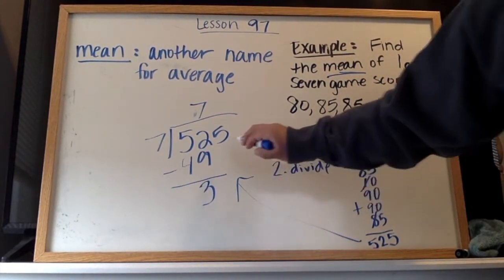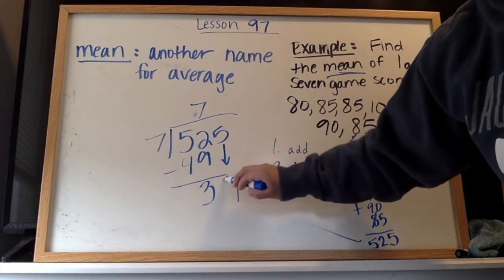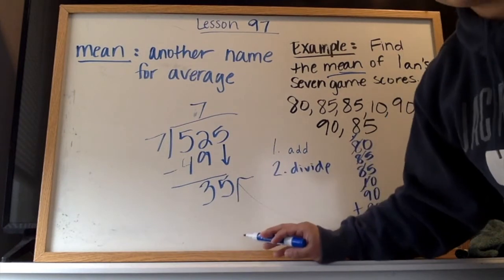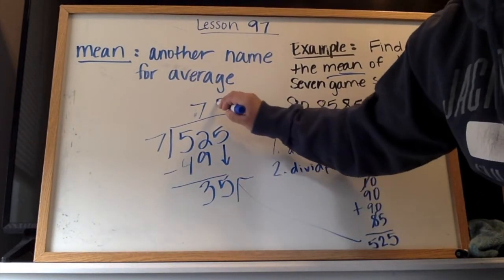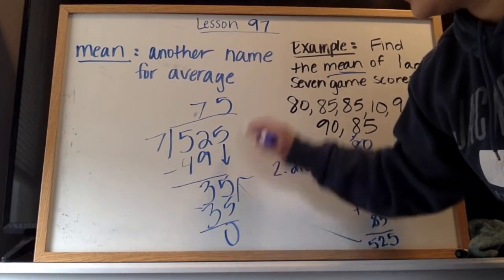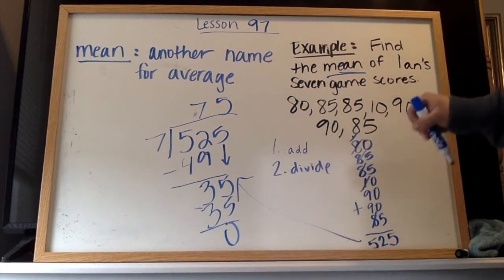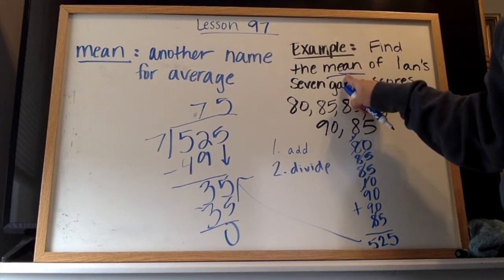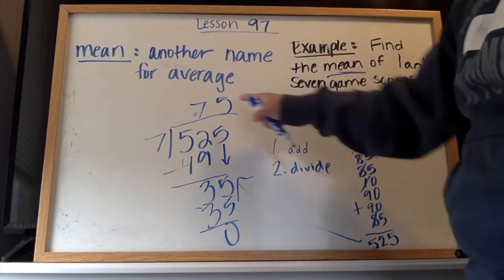Then bring down the 5. So our new number is 35. 7 fits into 35 exactly 5 times. 5 times 7 is 35. Subtract and get 0. Nothing else to bring down, so we're done. So that means that the average score, or the mean, which is the same thing as average, is 75.